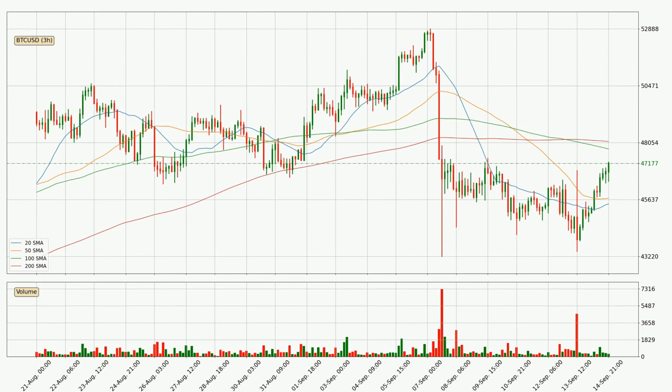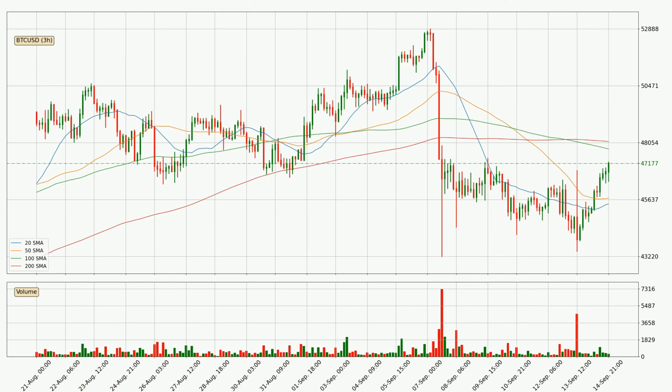Jumping to the 3-hourly simple moving averages, at the moment, the price is between the 50 and the 100 SMA. If the price bounces off the 50 SMA, which is currently at 45,696, it could be seen as a support, and the 100 SMA, that is at 47,784, could be perceived as a resistance to the upside.